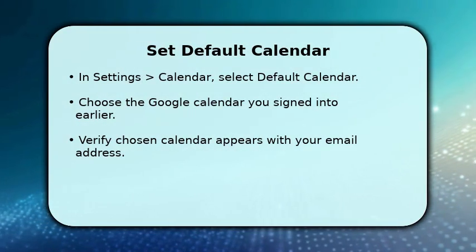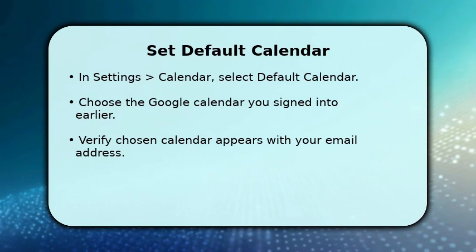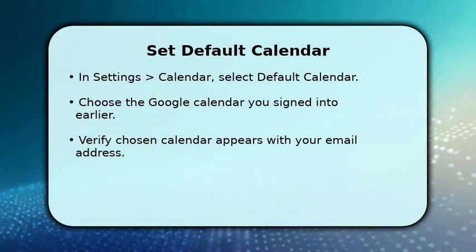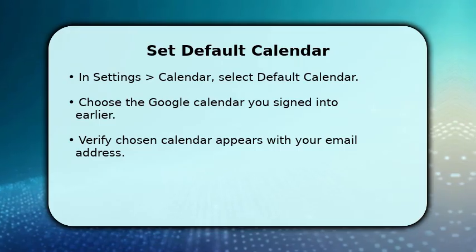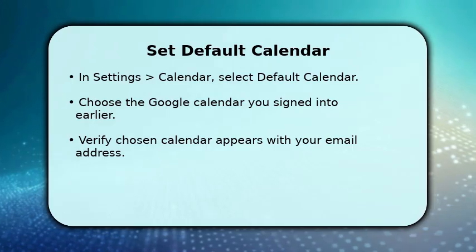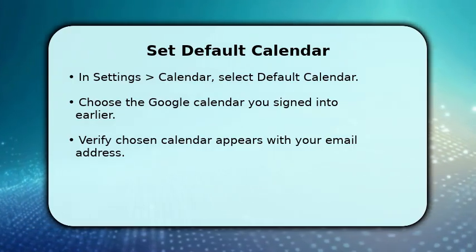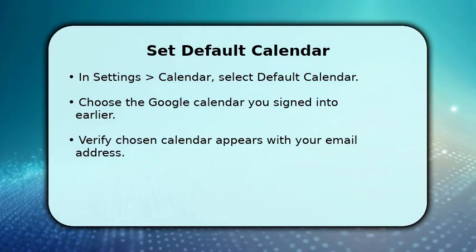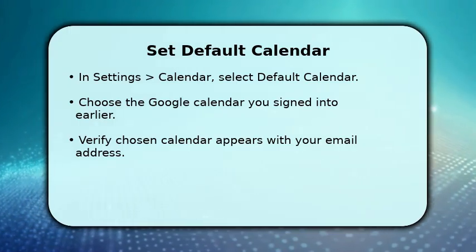Next, change the system default so new events use Google by default. Open Settings, scroll to Calendar, then tap Default Calendar. You'll see a list of calendars. Pick the Google Calendar tied to your account. Selecting the primary calendar ensures events you create in Apple Calendar or via Siri go into Google.